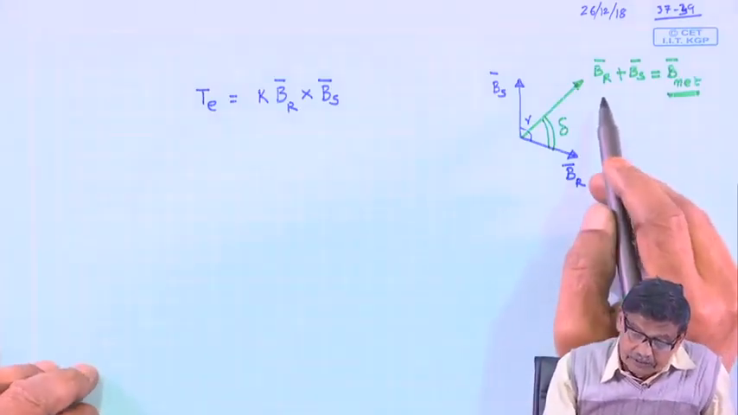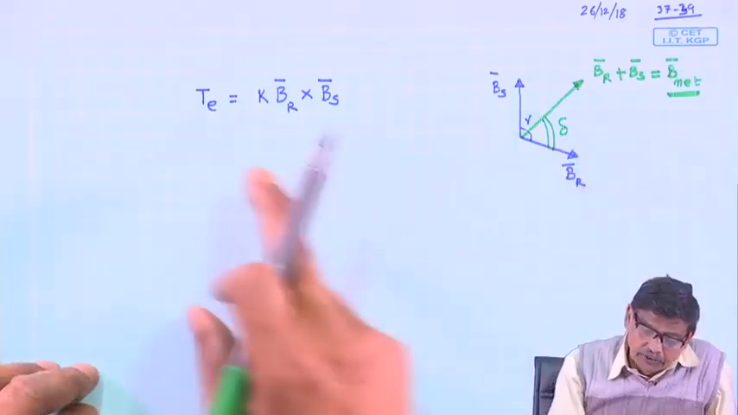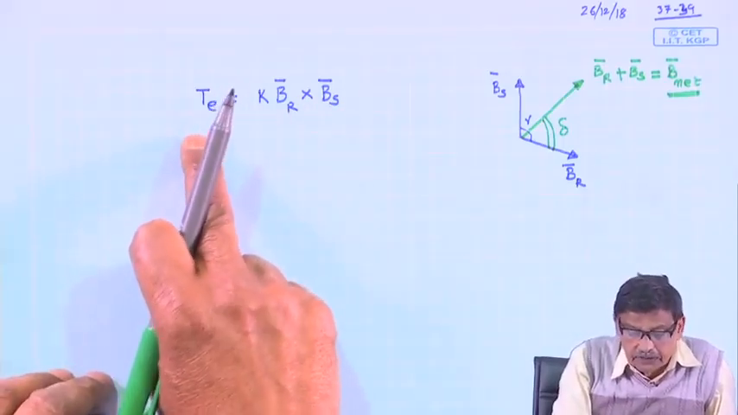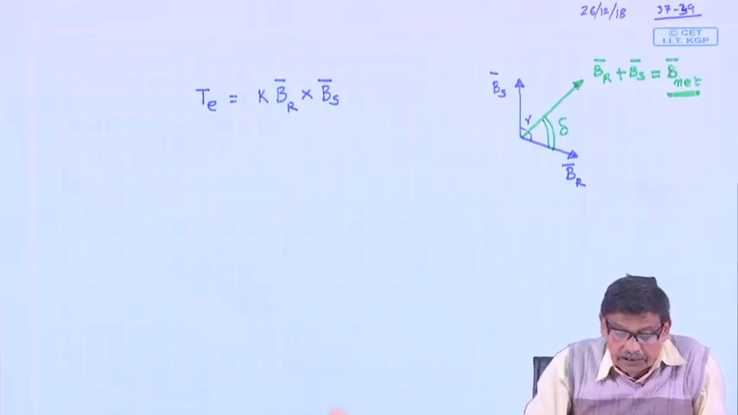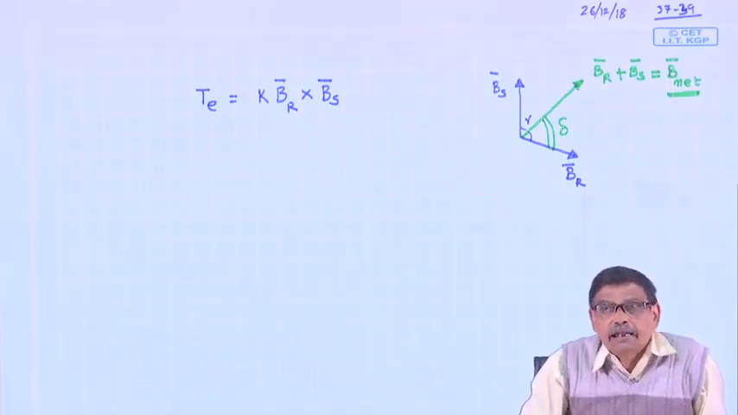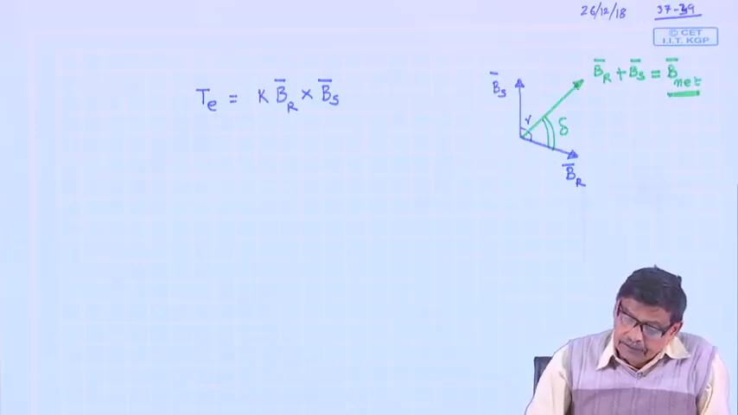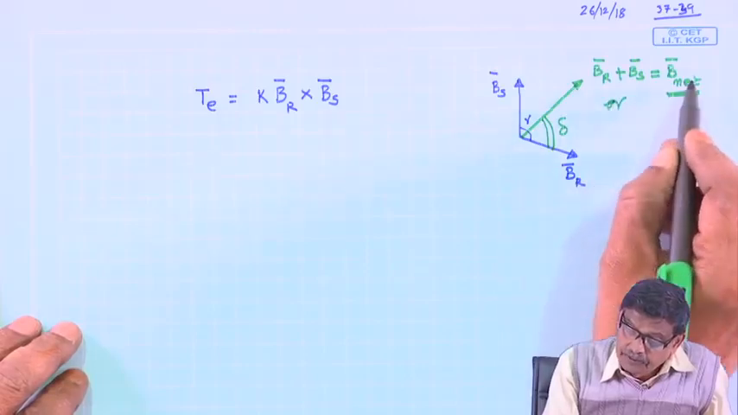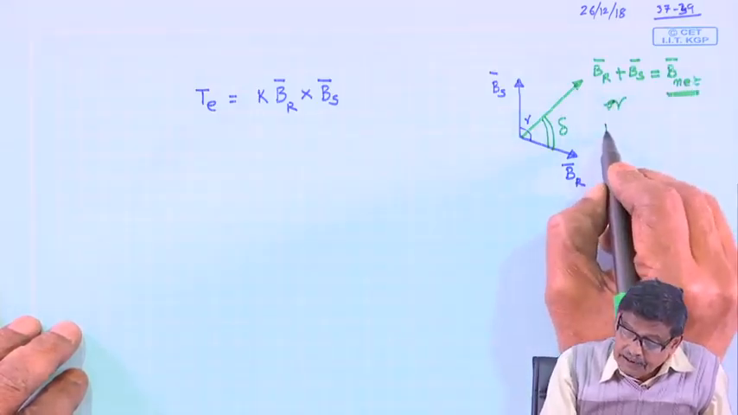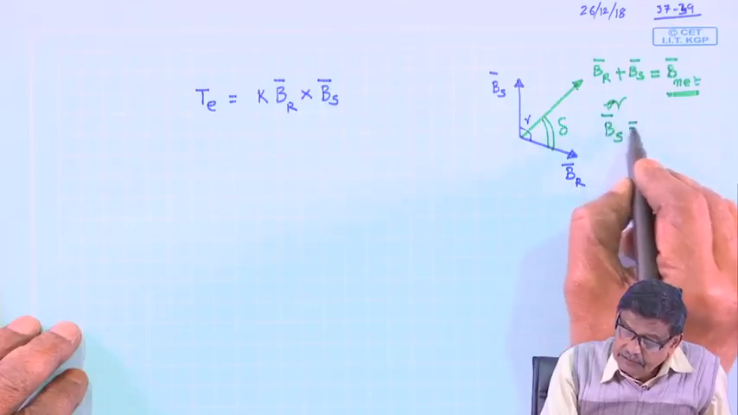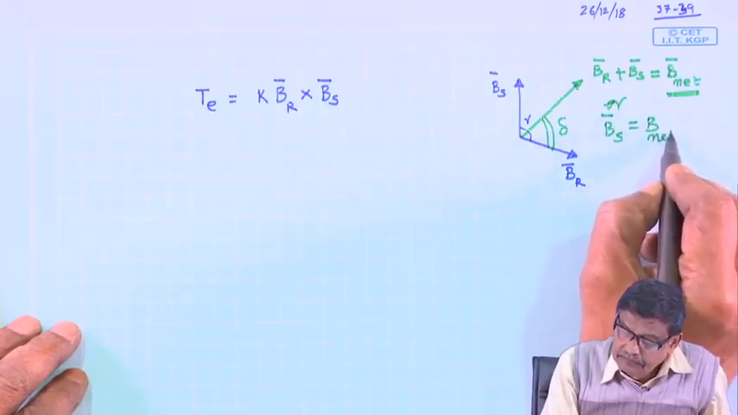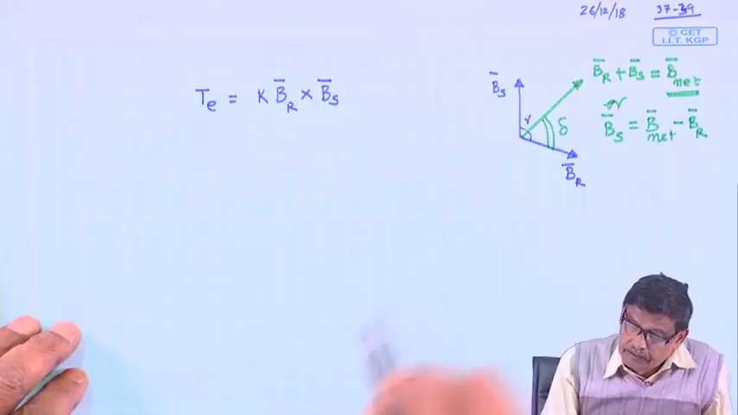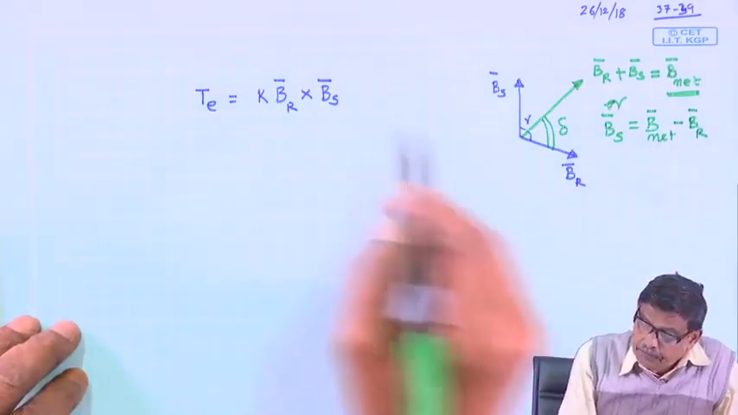So what I want to do is express the electromagnetic torque developed, or acting on the rotor, in terms of the rotor field and the net field. So, from B r plus B s is equal to B net, I can get B s as B net minus B r, and I will put it in place of B s.